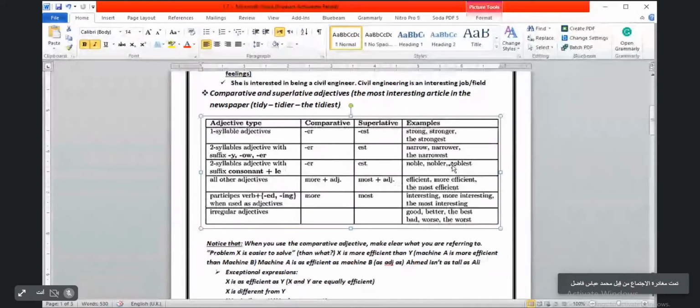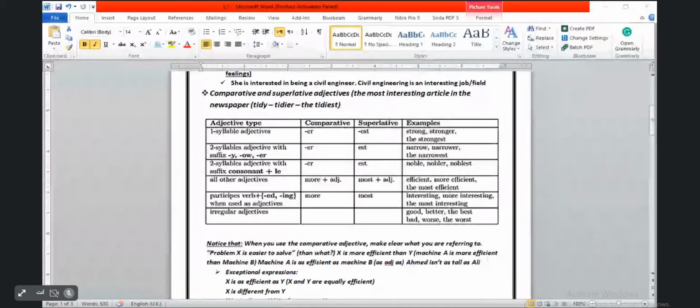So who can give me an example about this? The ER and EST adjectives. الصفات اللي بيها ER و EST for comparison and superlation. للمقارنة والتفضيل. Yes, students. Yes, who's got an example? You can use anyone. We have حوراء. Okay, حوراء. What's your example, حوراء?